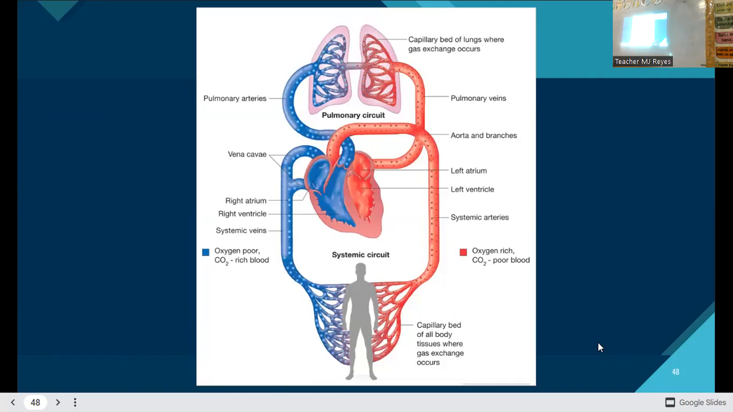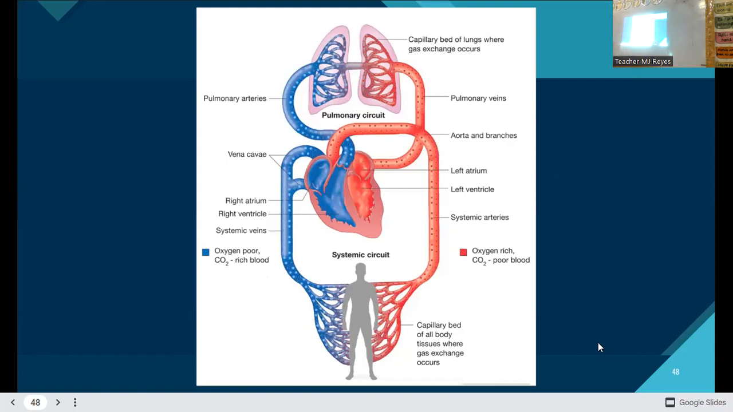Again, the blood from the lower part of your body, the legs, will enter the inferior vena cava, this one. And the blood from the upper part of your body will enter the superior vena cava. Take note, it is blue. Why? Because it is blood containing carbon dioxide. Both enter the heart at the right atrium.